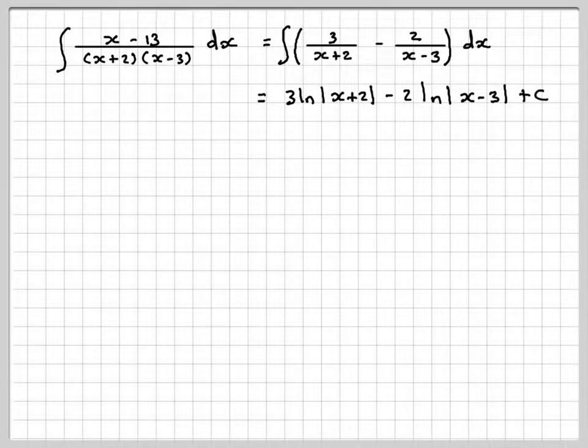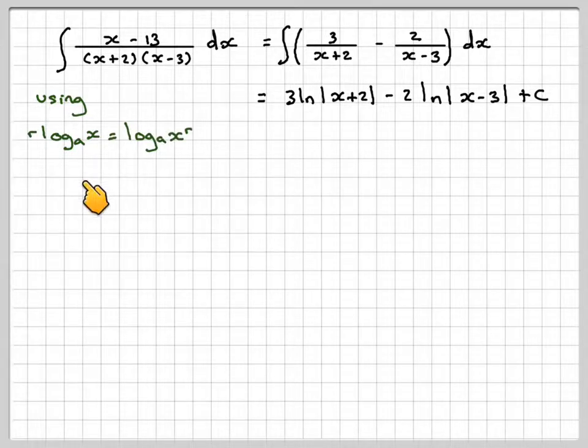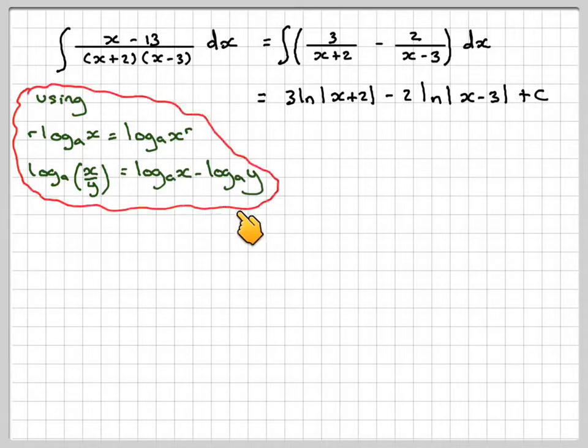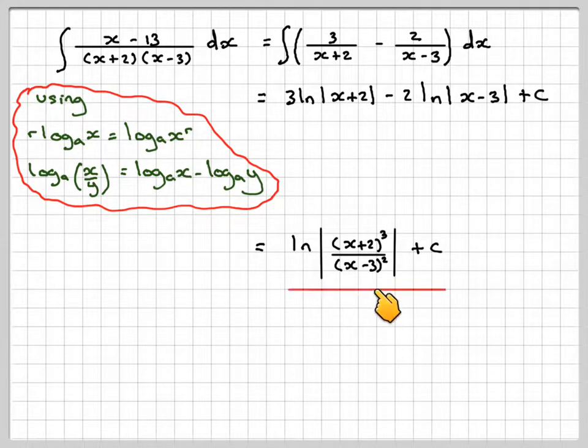plus c. So using some laws of logarithms, r log_a of x is equal to log_a of x to the r, and log_a of x divided by y is log_a of x minus log_a of y. So this becomes ln of (x + 2) cubed, that 3 will go up here, and because of the minus sign we can do a division, divided by (x - 3) squared, plus c.